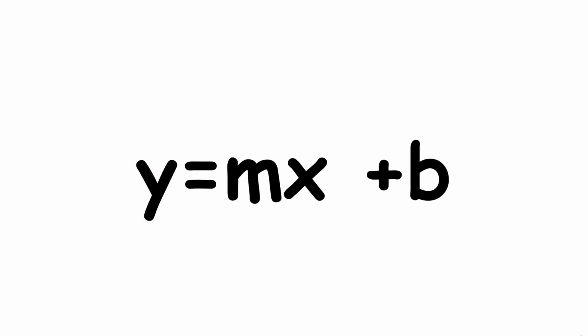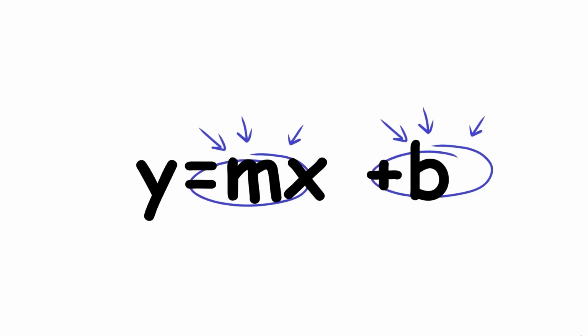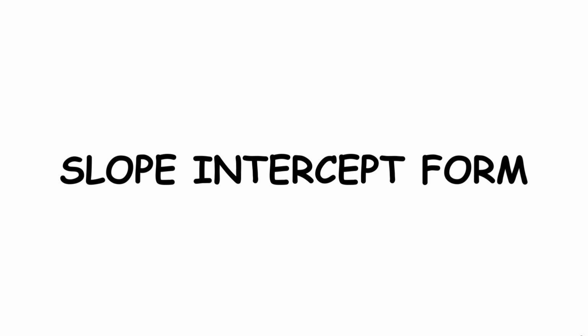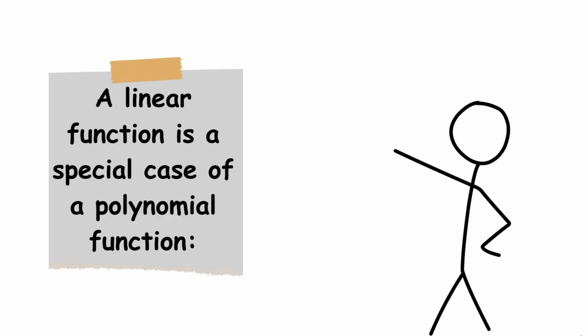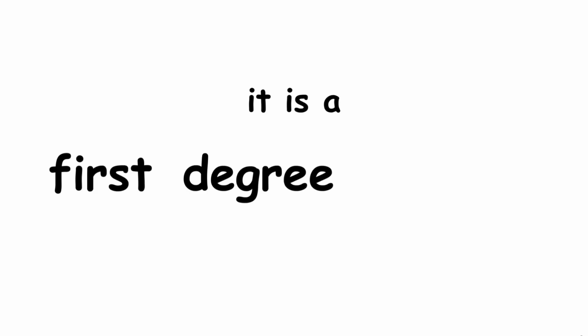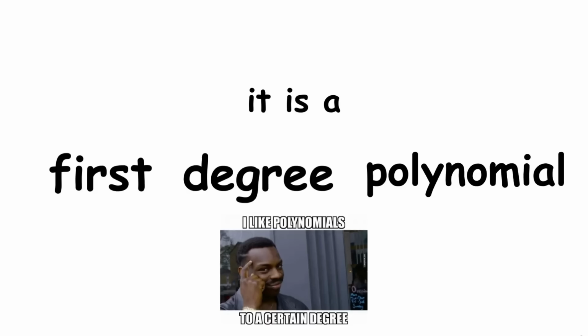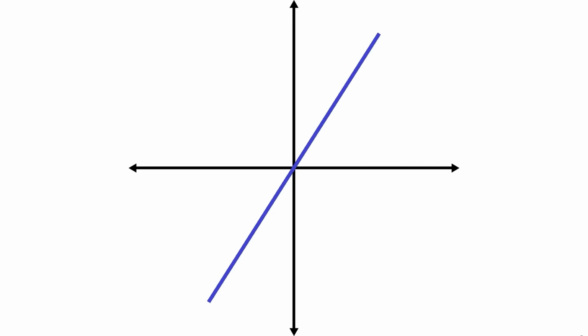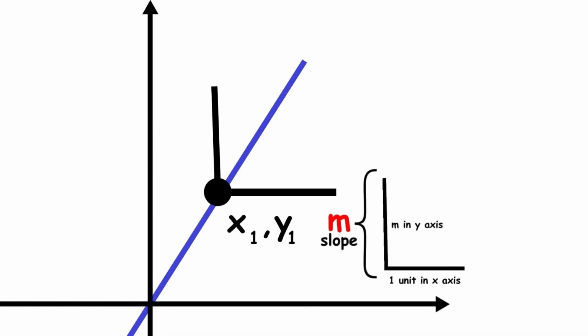Because the form y equals mx plus b directly gives the slope and the y-intercept of the graph, it is called slope-intercept form. A linear function is a special case of a polynomial function. It is a first-degree polynomial. It is also possible to write an equation for a linear graph given its slope m and a point that it passes through, x1, y1.